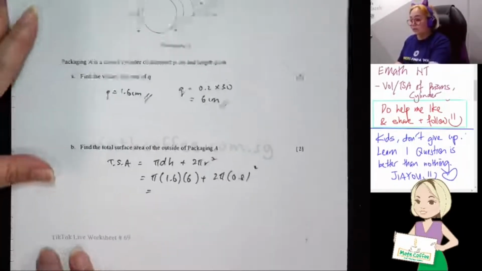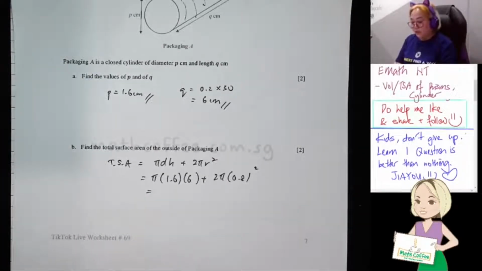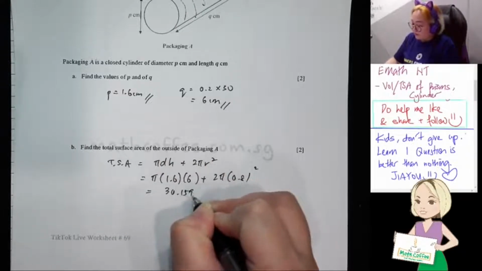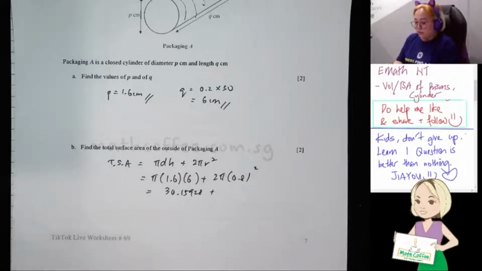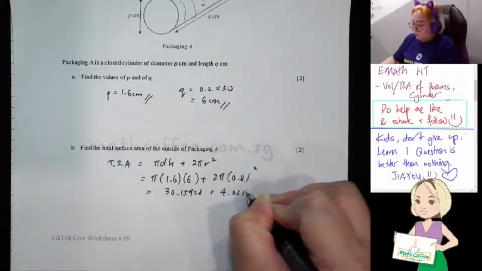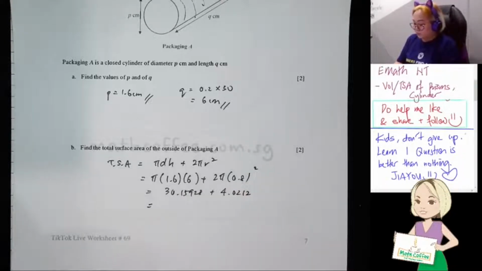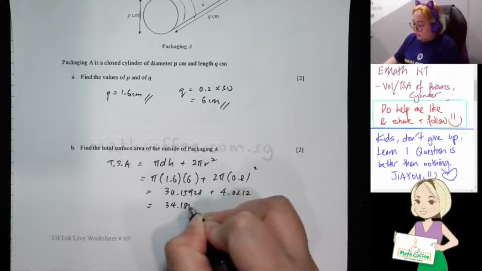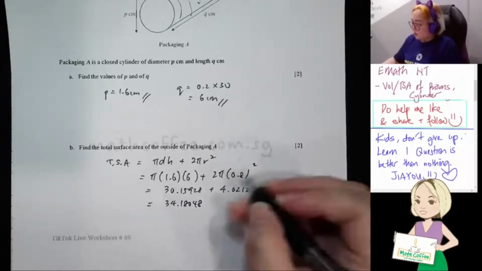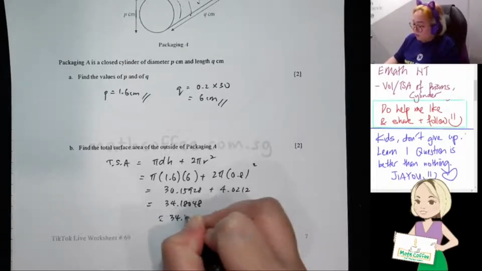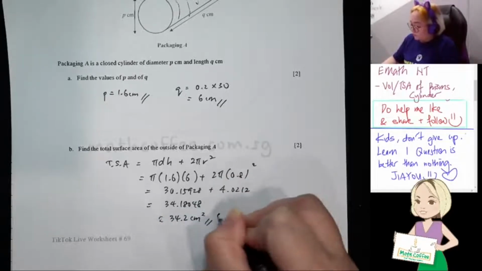So let's press the calculator for each component. It's just pi multiplied by 1.6 times 6. So this part is 30.15928. 2 times pi times 0.8 squared will give us 4.0212. Plus 30.15928, that will give us 34.18048. And we're going to round off to 3SF. So it will be 34.2 cm squared, 3SF.